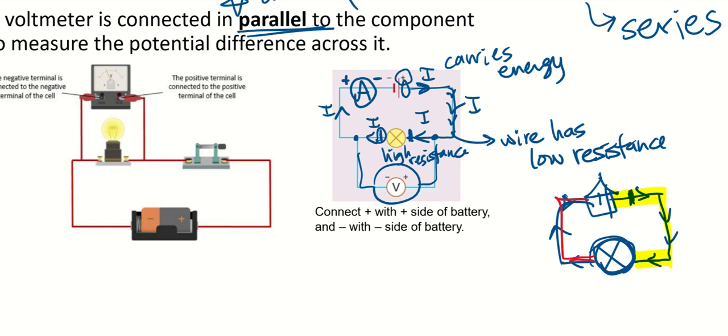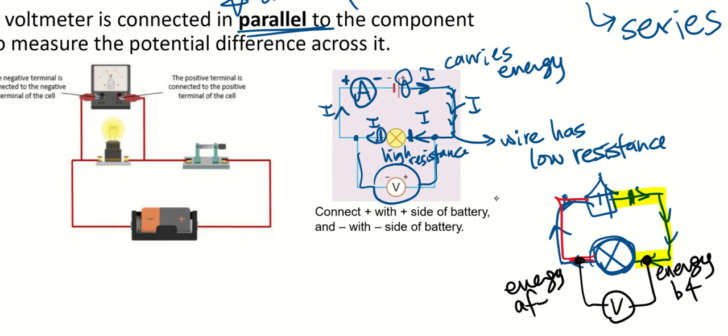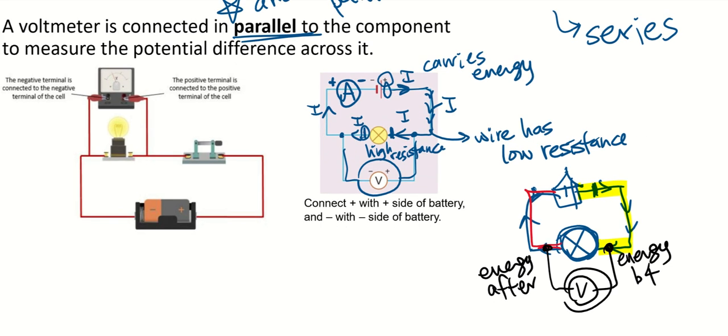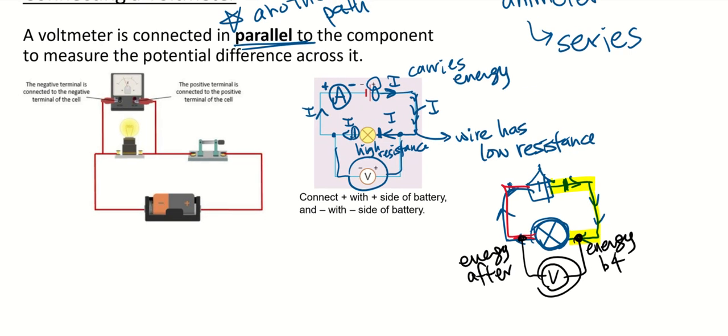So if I were to connect a voltmeter here, before and after, the voltmeter will be able to observe the energy before and energy after. Okay, so this is what the voltmeter does. It is to measure the potential difference, or the energy across it. So the voltmeter is used to measure potential difference.